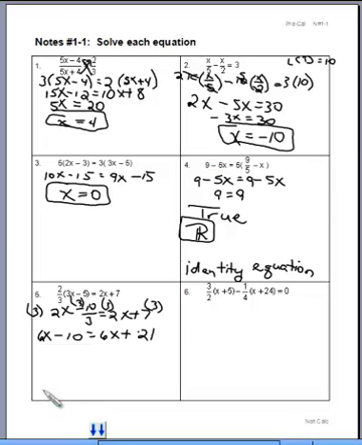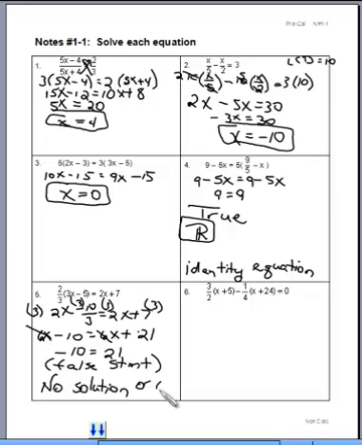Okay. Now when we add 6x across, they cancel out to be 0. And you have then negative 10 equals 21. Well, obviously negative 10 does not equal 21. That is a false statement. It's not true, and so the answer is no solution, or it's an empty set. There is no answer. There's nothing you could put in there for x that would make that a true statement.